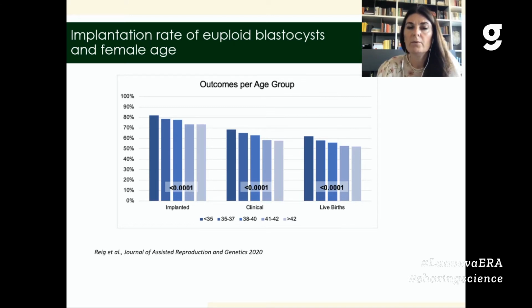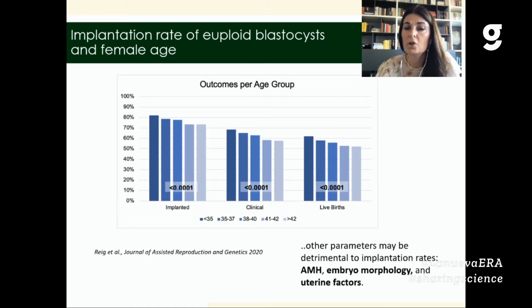As you can see, although the results are super good in all the groups, the implantation, the clinical pregnancy, and the live birth is still better in a young good prognosis population as compared to the advanced maternal age, and probably there are other parameters that are affecting the competence of the euploid blastocyst, but as I told you, we are still looking at what can really affect the euploid blastocyst implantation potential.